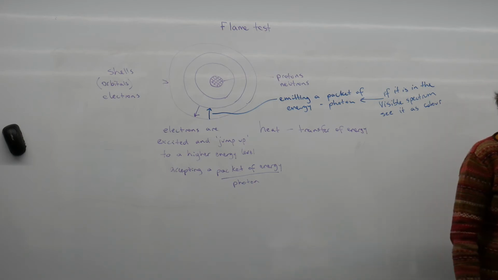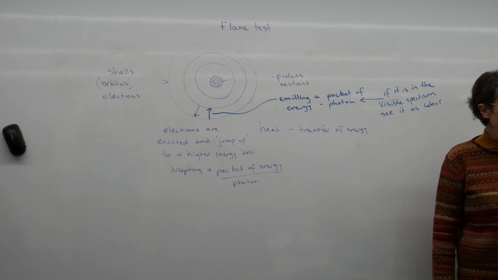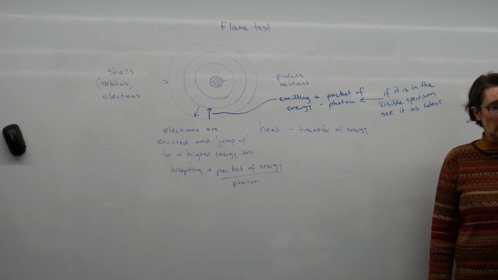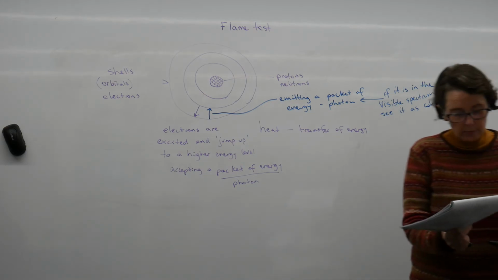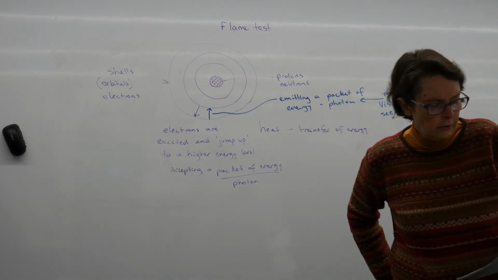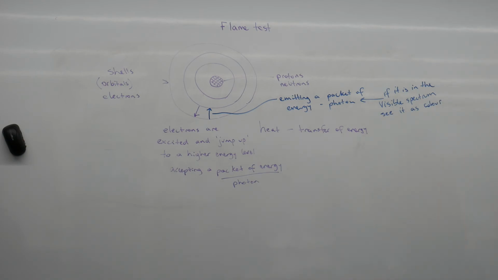Okay, and so because each metal ion is unique, we could use this as a means of determining which metal ions are present in an unknown substance. We could do a flame test to see what's there. And if you look on page 27, you can see that there are quite a few colours. Not every ion emits in the visible spectrum, and so it's not a definitive way.